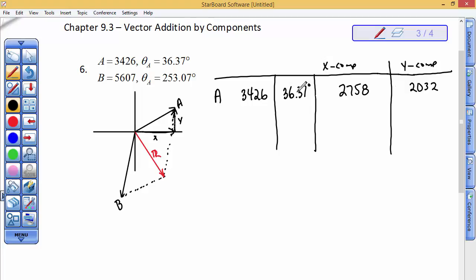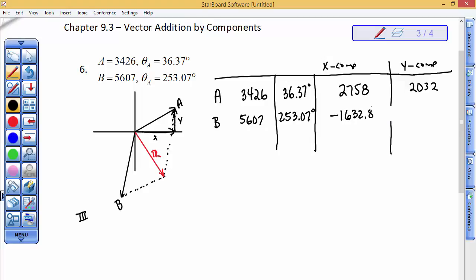That's at an angle. Vector B's magnitude is this, and its angle is here. So if you would take 5,607 and multiply it by the cosine of 253.07 degrees, go ahead and type that on your calculator. Now look, vector B is in the third quadrant over here. So in the third quadrant, the x component should be a negative number and the y component a negative number too. I hope you're going to get a negative value because cosine is negative in the third quadrant.